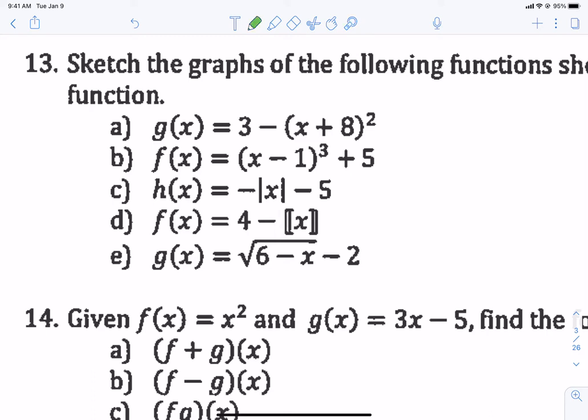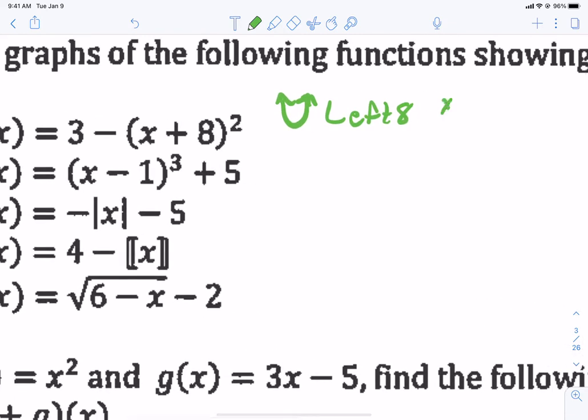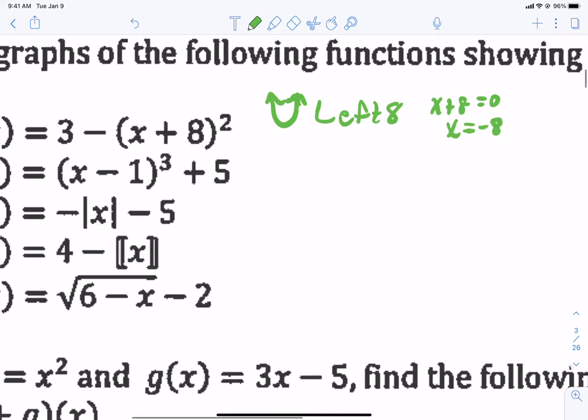So part A is a parabola. Now remember, if we add on the inside, we're going to go to the left. If we subtract on the inside, we're going to go to the right. So if we look at this one and this one, they have gone left and right. Okay, so we know this top one has gone to the left 8. And if you're unsure, just put what's on the inside equal to 0 and solve. And you can see that my x is now at negative 8, which is to the left.